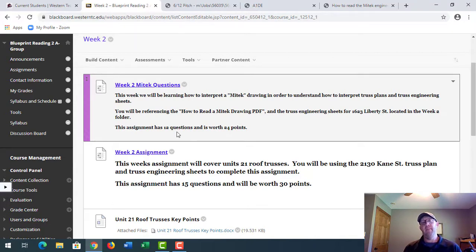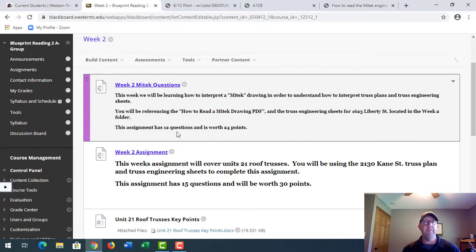On a truss plan, what's typically going to happen is you're going to get a truss delivery list, and you're going to have 2 main components in that list. One is the layout of where the trusses go, and the second part is something called the truss engineering sheets. These engineering sheets are specific to each truss that is in your actual plans.